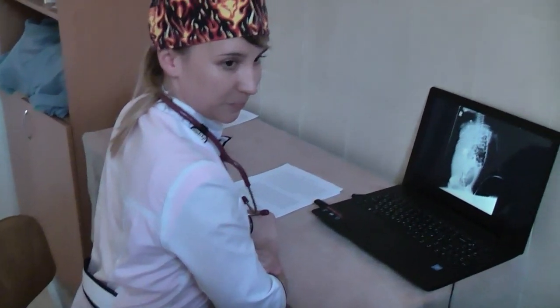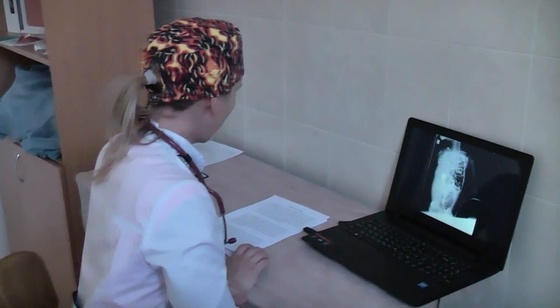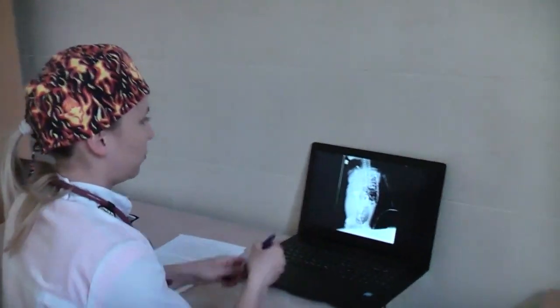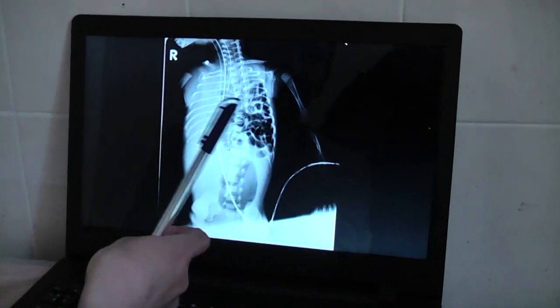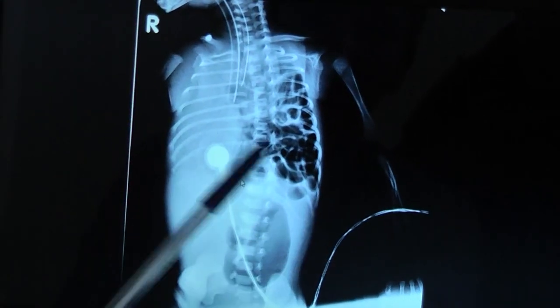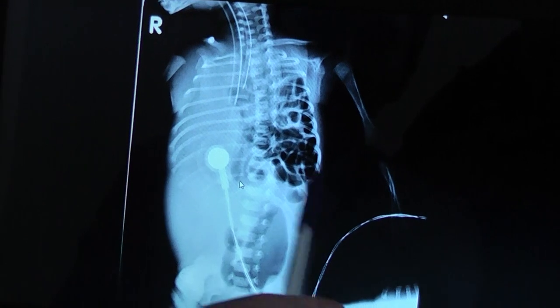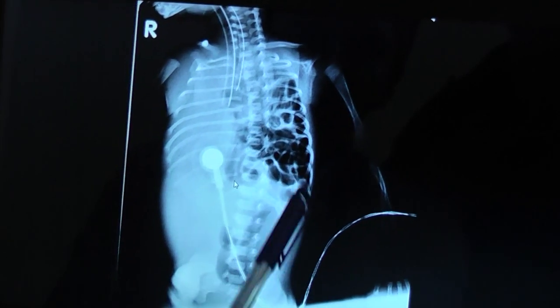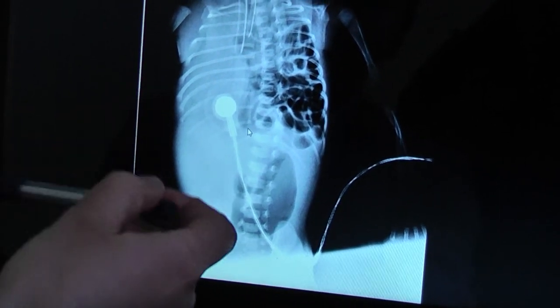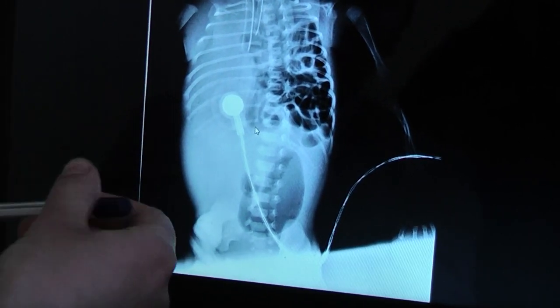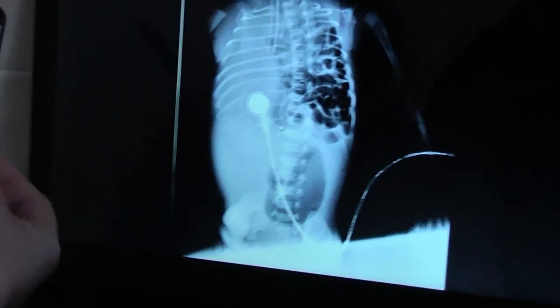May I start? Yes. According to the radiograph, we can see there are multiple lucencies in the left hemithorax with mediastinal shift to the right. There is no stomach bubble in a proper position and lack of intestinal gas in the peritoneal cavity. This picture is consistent with congenital diaphragmatic hernia, as well as the task itself.